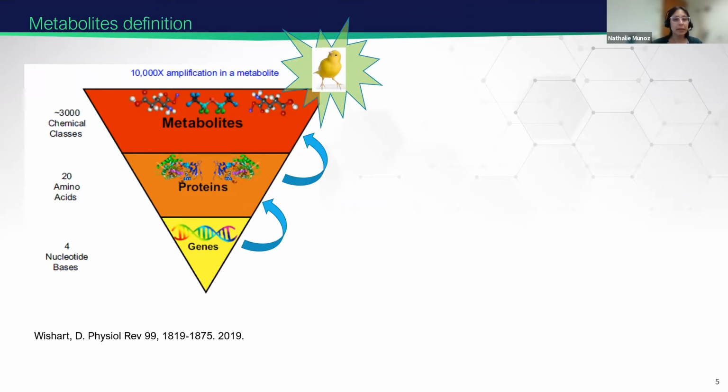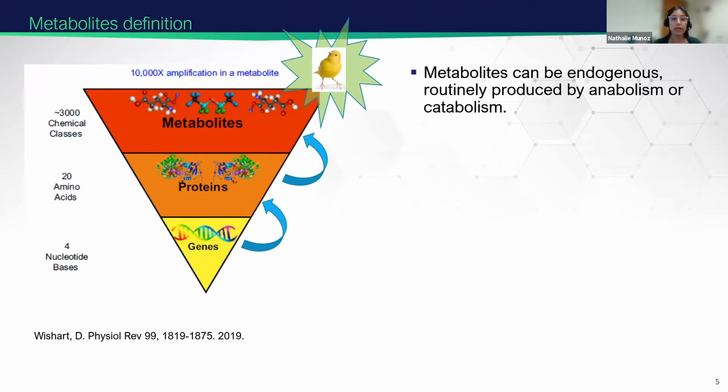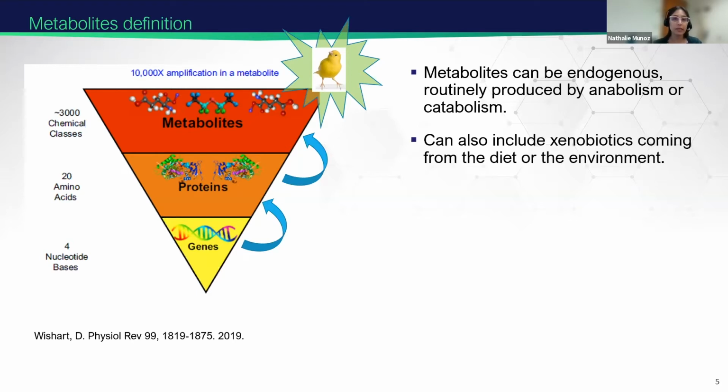Metabolites can be endogenous, which means they're routinely produced by anabolism or catabolism. These molecules are also called primary metabolites, and they're essential for growth and development, for example. Some typical endogenous metabolites are amino acids, sugars, and organic acids, but they can also include xenobiotics that come from diet and the environment. Some examples of these xenobiotic compounds are plant phytochemicals, food additives, pesticides, and chemical contaminants.